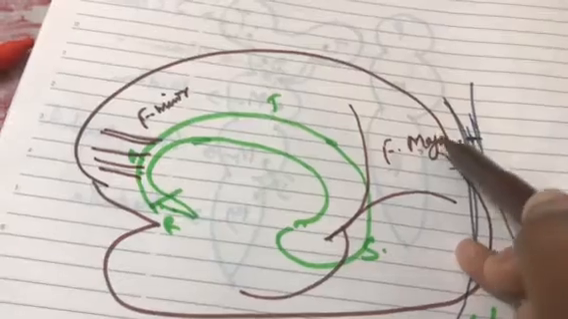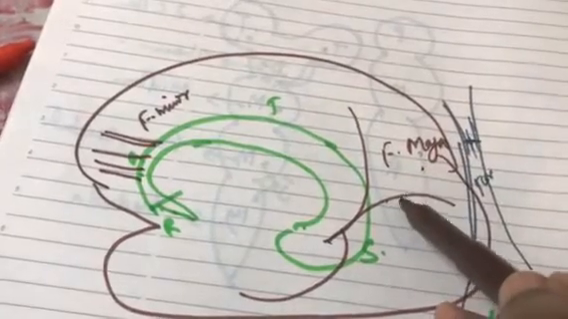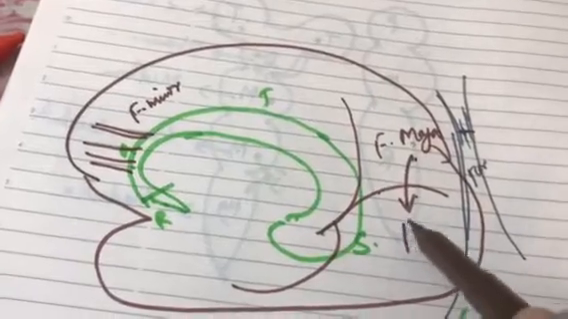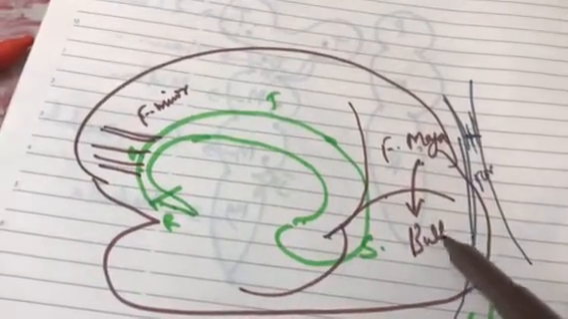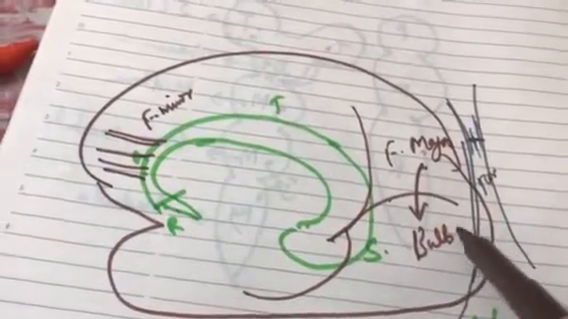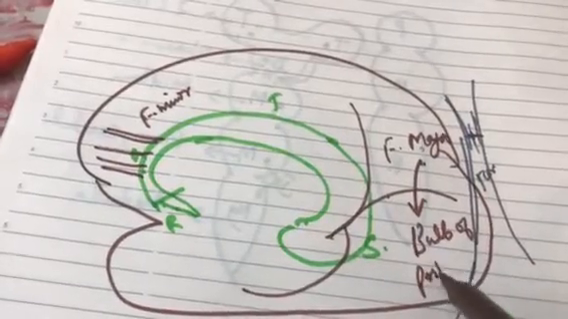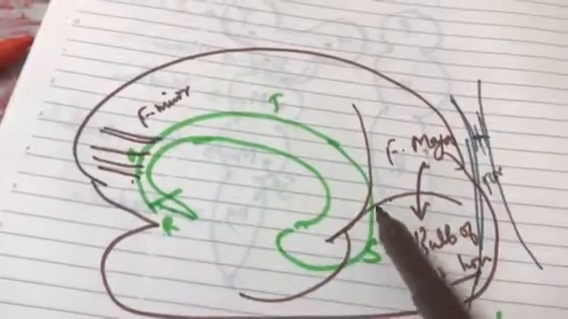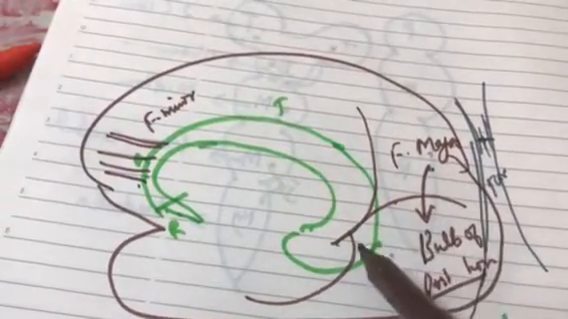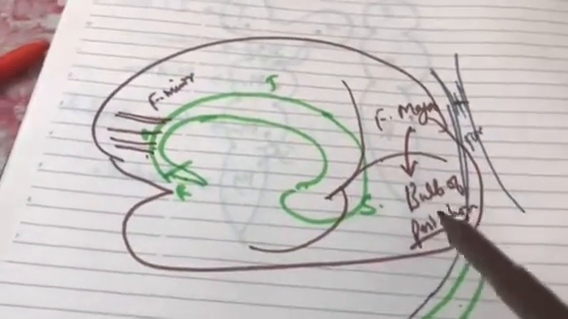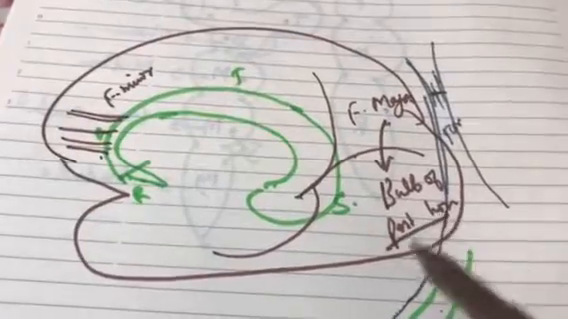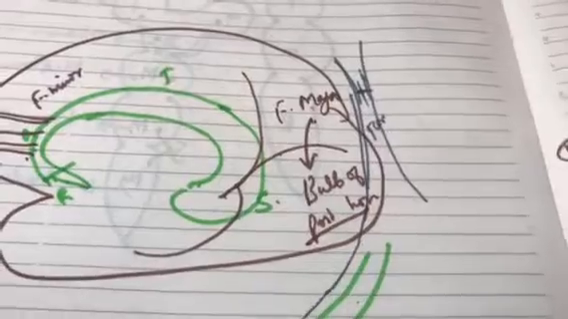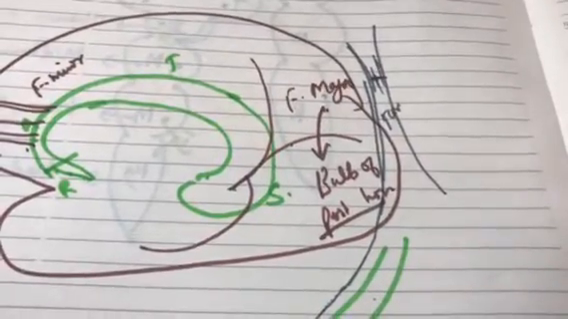The forceps major forms an impression inside the posterior horn of the lateral ventricle. That is called the bulb of the posterior horn. These three are MCQs. Understood? Forceps minor is from the genu, forceps major is from the splenium, and the impression it forms in the ventricle is called the bulb of the posterior horn. So that's all about the white fibers. In the next video we are going to see the internal capsule.